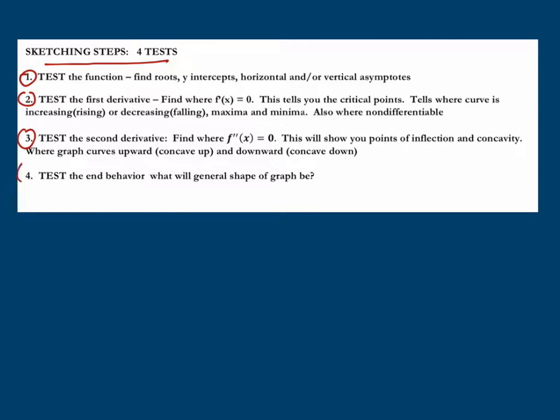And the last thing for sketching tips, here's the 4 things you do because we're going to start sketching these. Number 1, you find any roots, y-intercepts, horizontal or vertical asymptotes. That's of the original function. Then you test the first derivative, find the critical points, and where it's non-differentiable to see if there's cusps or corners. Then you can take the second derivative, set that equal to 0. That will show you all the possible points of inflection and show you concavity, all right, where the graph curves up and curves down.